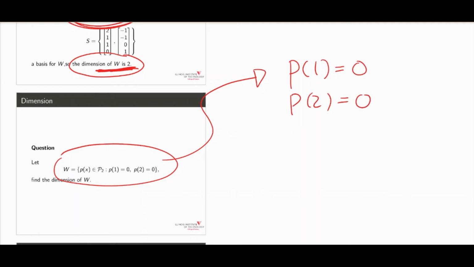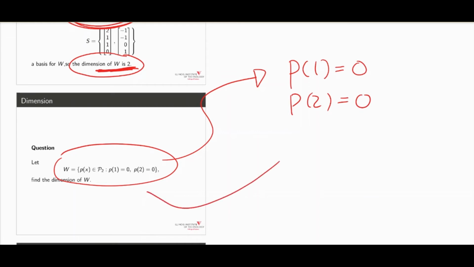So this is not the entire P2. We are actually looking for all the polynomials of degree at most 2 that satisfy these conditions. Okay, P(1) has to be 0. Okay, P(2) has to be 0. There are two different ways of solving this problem. I'm going to show you both.